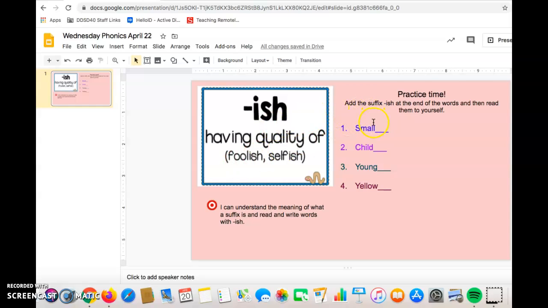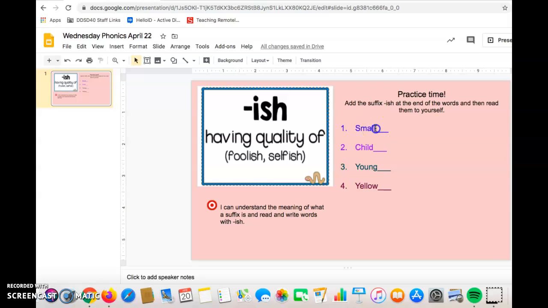So you're going to practice it a little bit. You're going to add the suffix ish at the end of the words and then read them to yourself. So let's read the base words. My turn, your turn. Small, child, young, yellow.